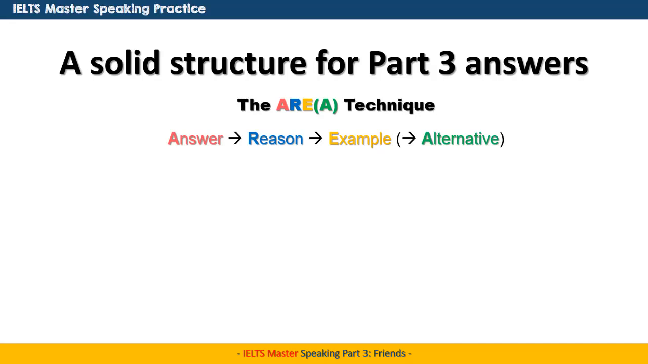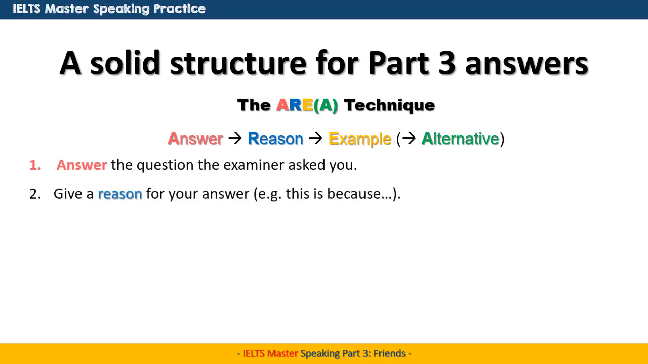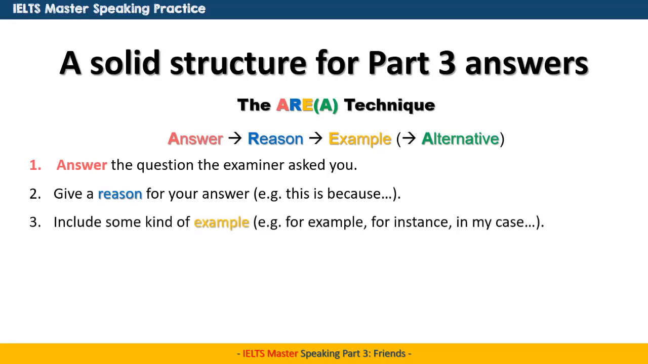But for every question, you'll probably want an answer, a reason, and an example to make it a complete answer. First, you're going to answer the question the examiner asked you. Next, give a reason for your answer. For example, this is because, or something like that. Number 3, include some kind of example. For example, for instance, in my case.